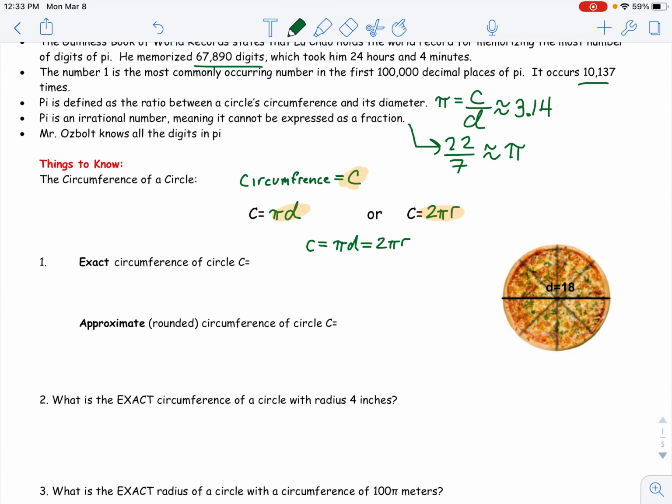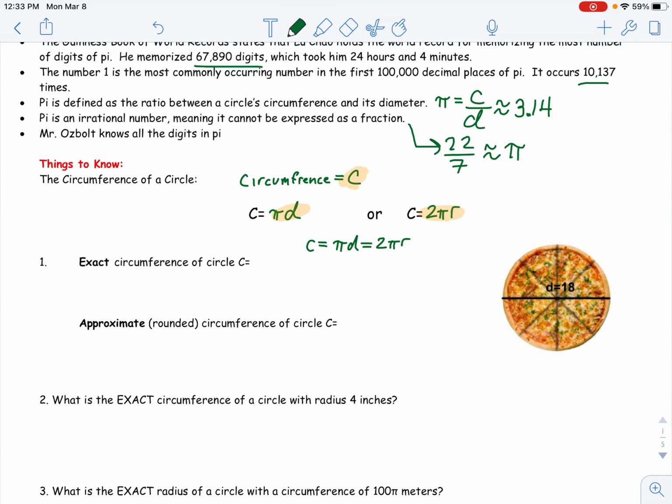All right, what is the exact circumference of a circle with a radius of 4 inches? So how I used pi times diameter above, now I'm going to use 2 pi r. Remember, 2r is just equal to the diameter, all right? And even looking over here, the whole thing's a diameter. This is a radius, and that is a radius, all right?